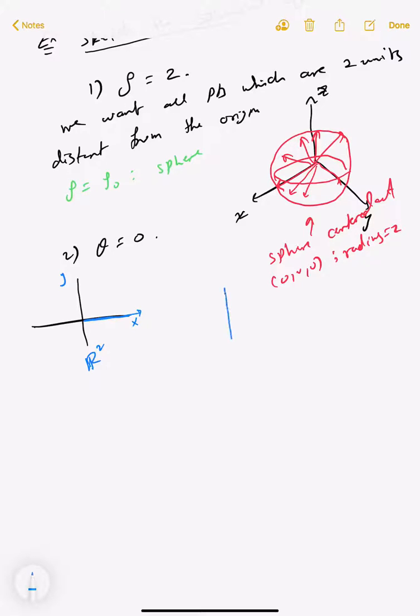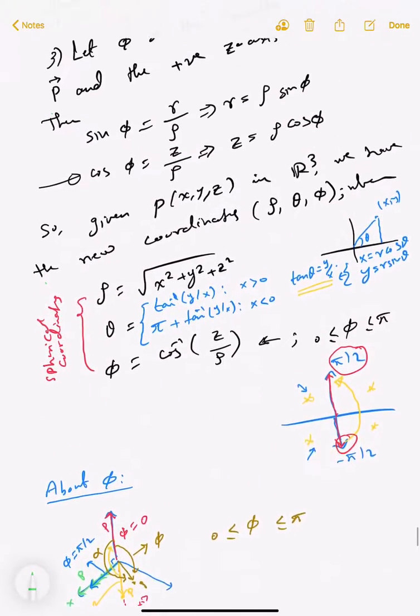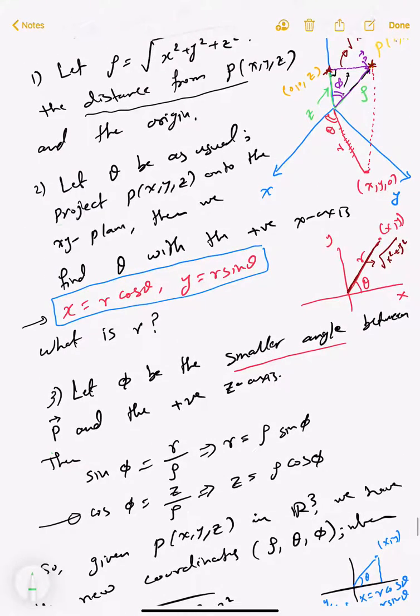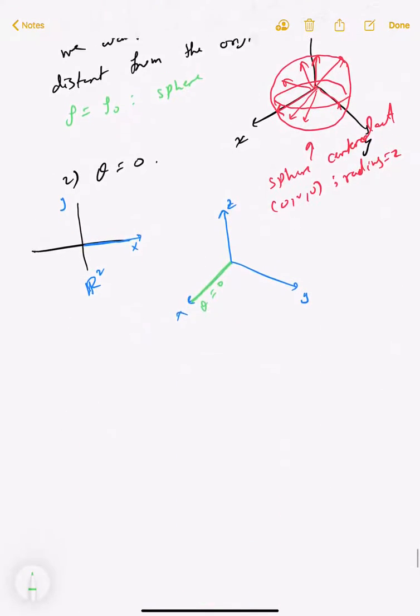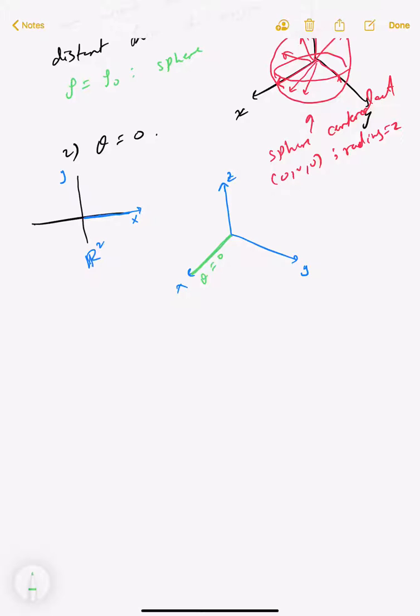So now we go to R3. This is x, y, z. I know that in R2, this is my theta equals 0. But remember how we found theta: we said project the point onto the xy plane. So when we're dealing with points in R3, if you want their thetas, project them down to the xy plane. All these projections have the same theta. So if you take any point above the x-axis like this, when you project it down to the xy plane, you will have something on the positive x-axis. That means their theta is 0. So this is the graph of theta equals 0.